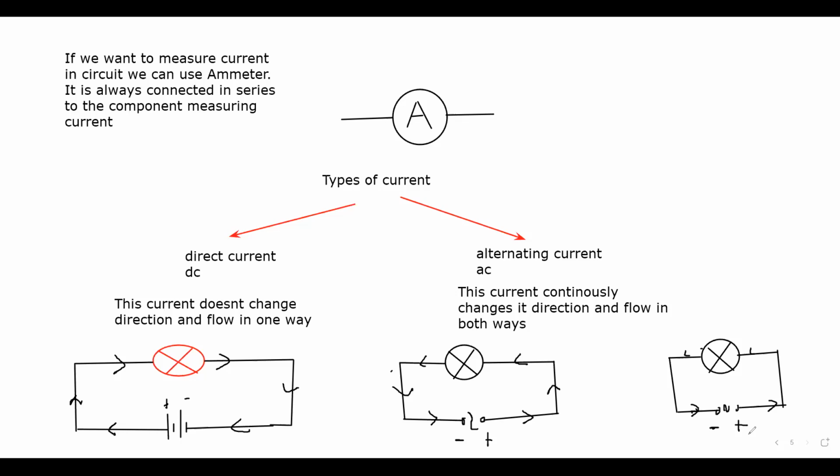So AC supplies continuously change the direction and the terminals, but for DC supply, the direction of the terminal and the flow remain unchanged. Is it clear? The difference between AC and DC?